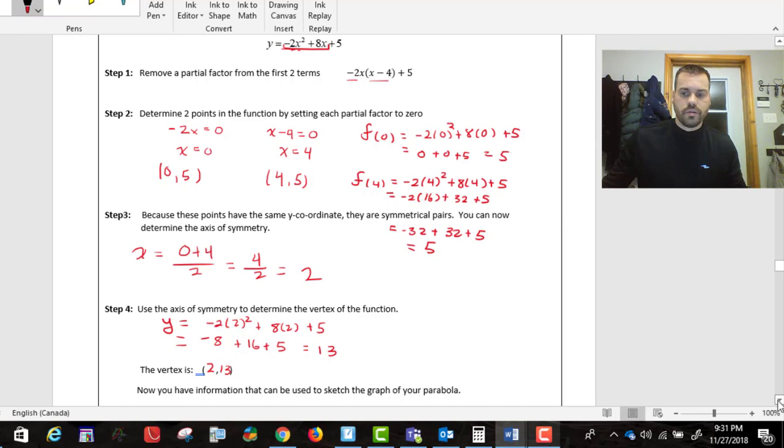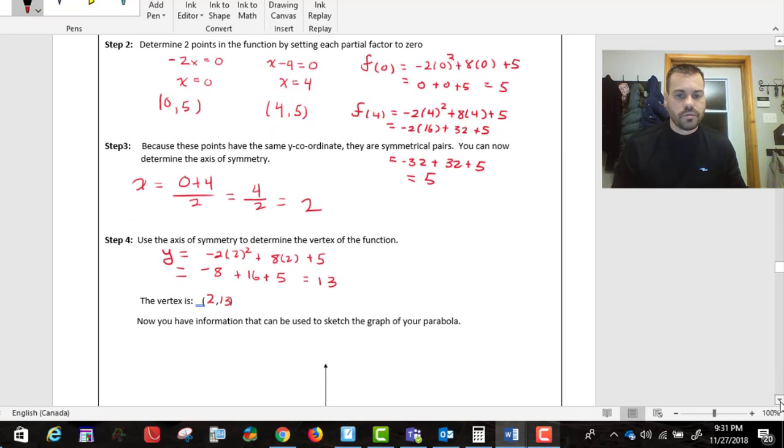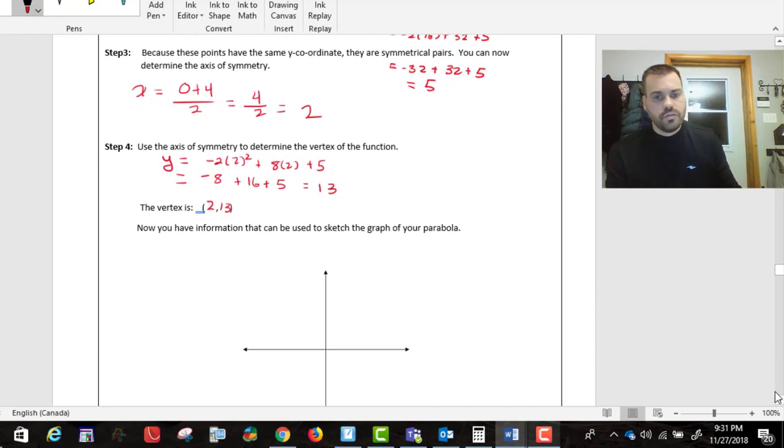And we can then use that information to sketch our graph if we want to, because we know where the vertex is, and we know 2 points. So we can go 1, 2, 3, 4, and then 5, 10, 15. So there's 15, 10, and 5. This is my y-axis, this is my x, and this is 1, 2, 3, and 4. So we know at 0, it's at 5, so we can draw that one. At 4, it's also at 5. And then at 2, it's up at 13.